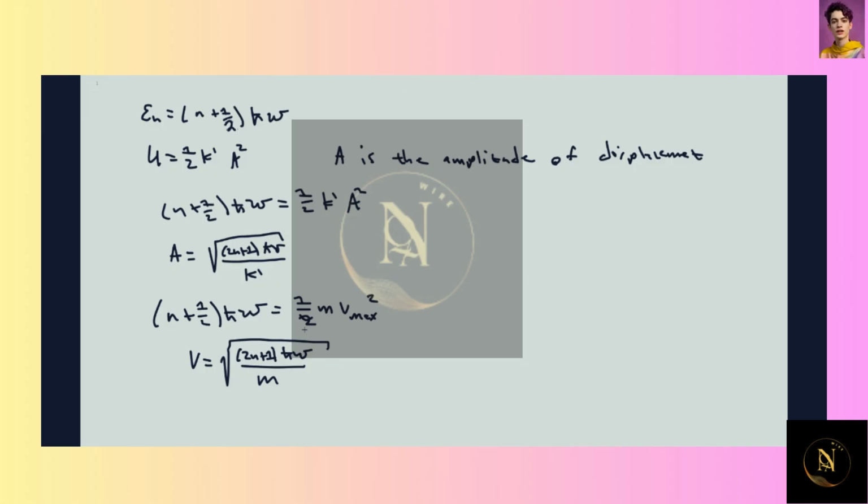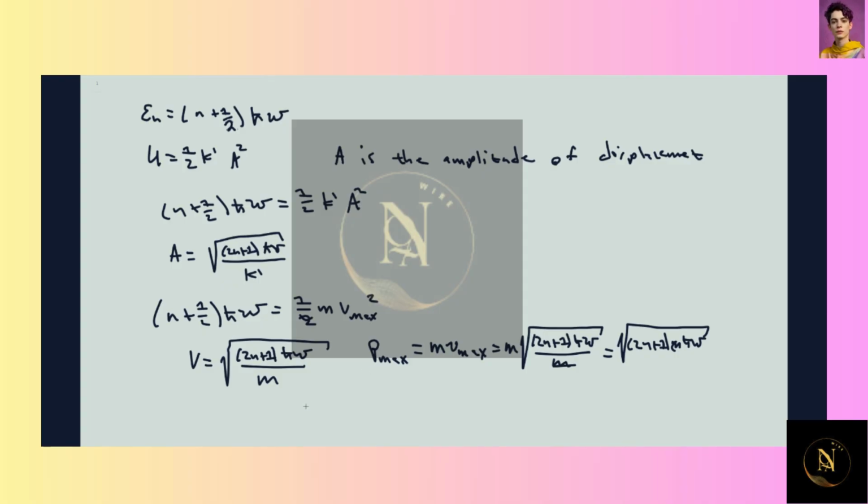So now the momentum p max is equal to m v max, which is just equal to m times the square root of (2n plus 1) h bar omega over m, which is equal to the square root of (2n plus 1) m h bar omega, because when you bring the m in, it becomes m squared and cancels out with one of these. All right, so that gives you your maximum momentum.